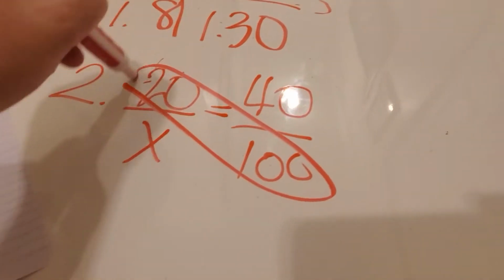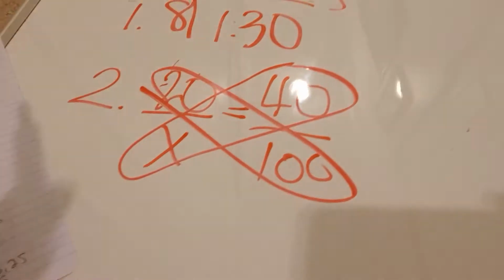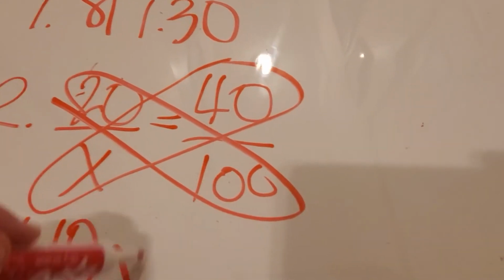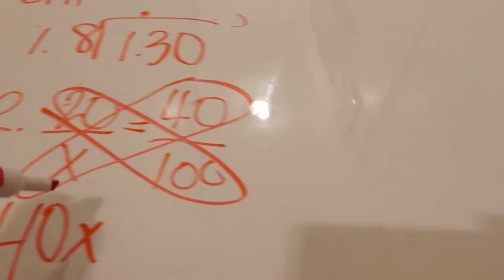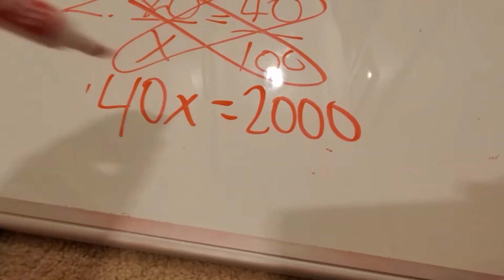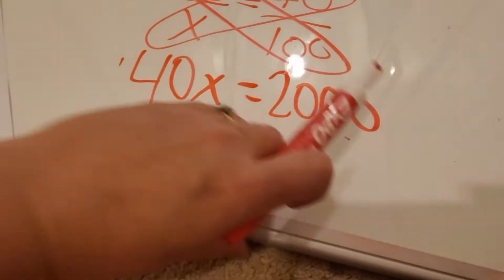So then I simply do my butterfly. I'm going to say x times 40, which is 40x. 20 times 100 is 2,000. Then I'm going to divide both sides by 40, okay?